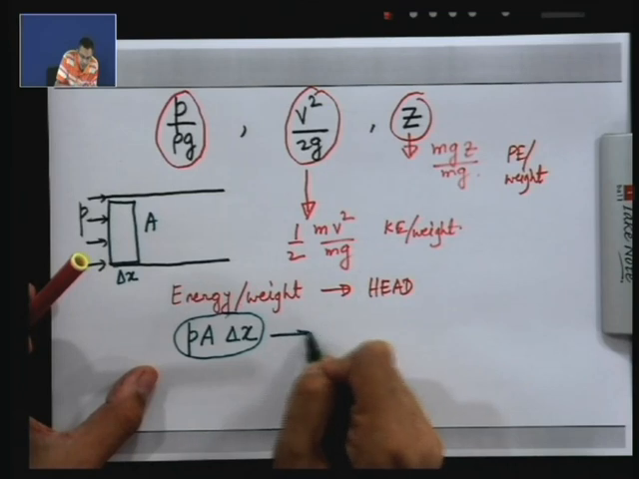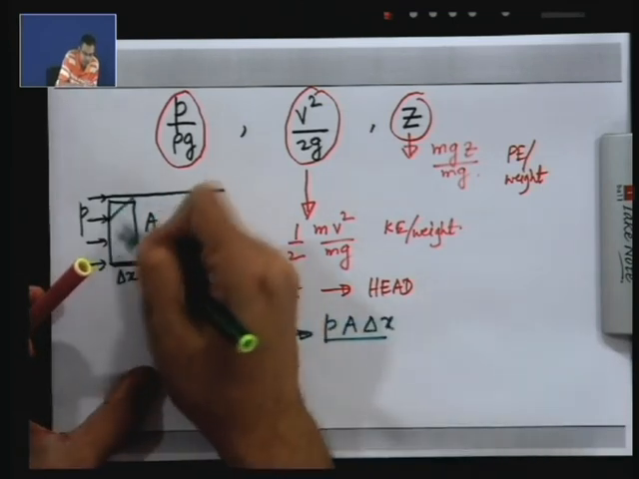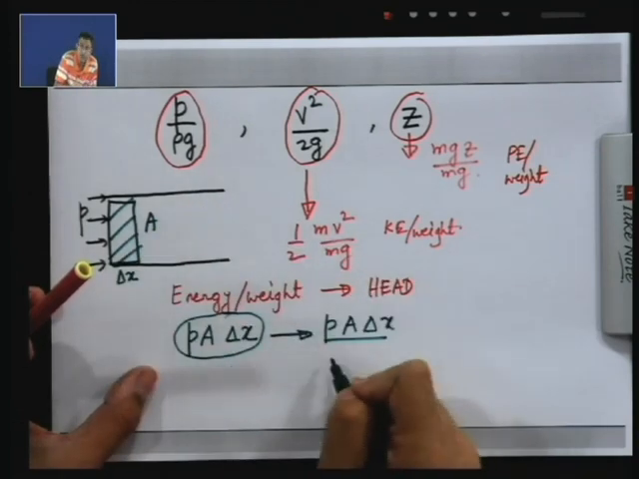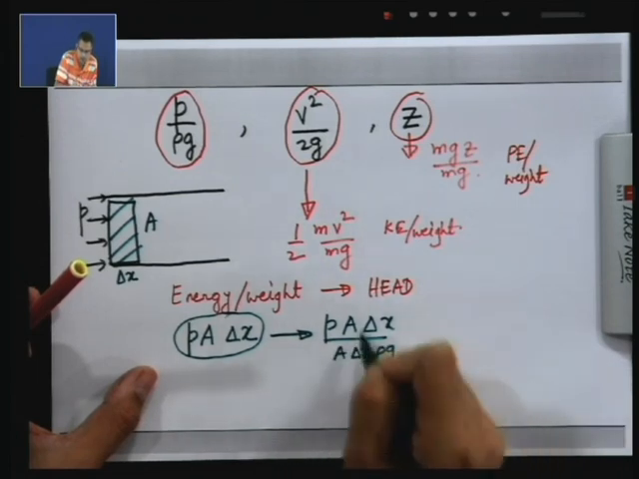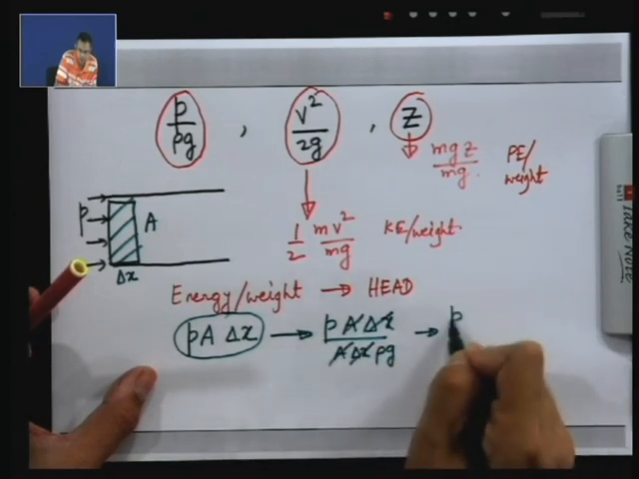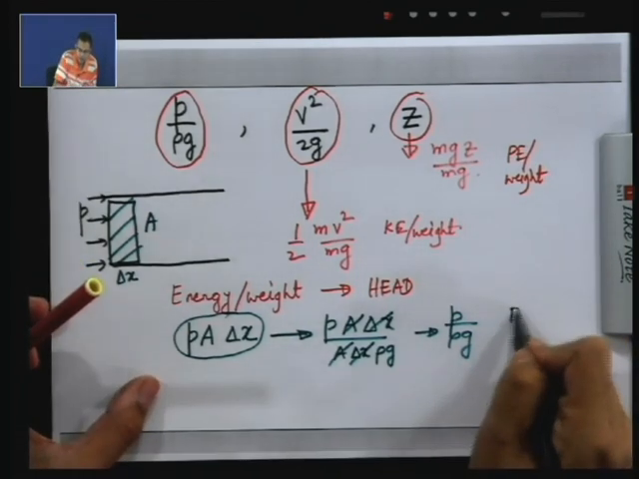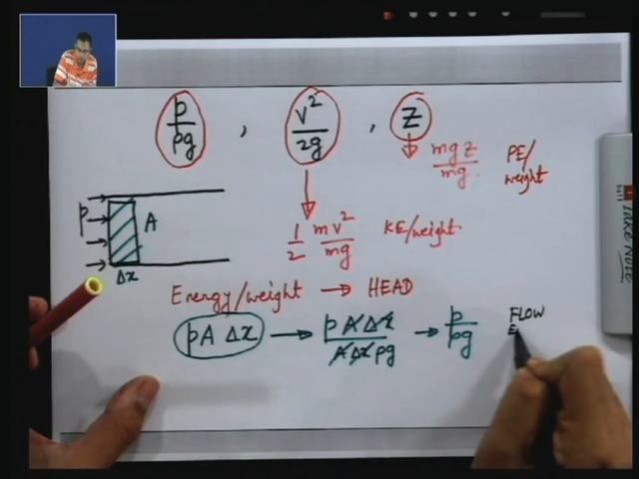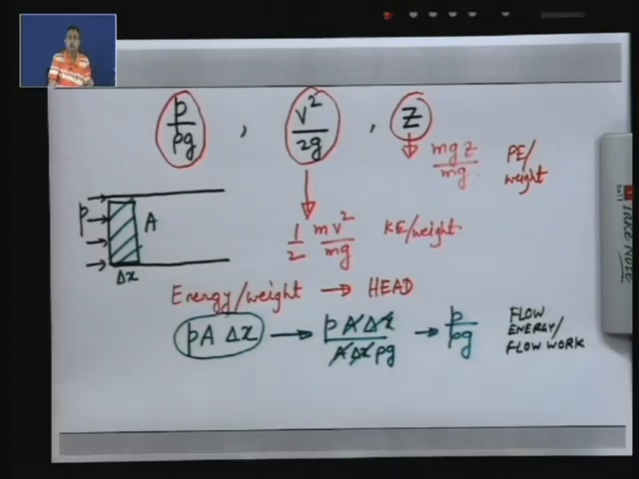Expressed per unit weight, it becomes P A delta x divided by the weight of this shaded fluid element. The weight of this shaded element is A into delta x into rho into g. So, delta x and delta x get cancelled, A and A get cancelled, and it becomes P by rho g. So, this P by rho g becomes flow energy or flow work, that is a correct technical term instead of pressure energy.